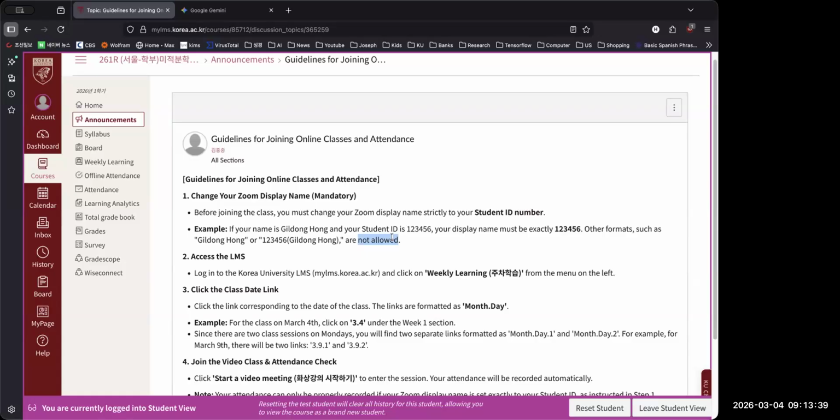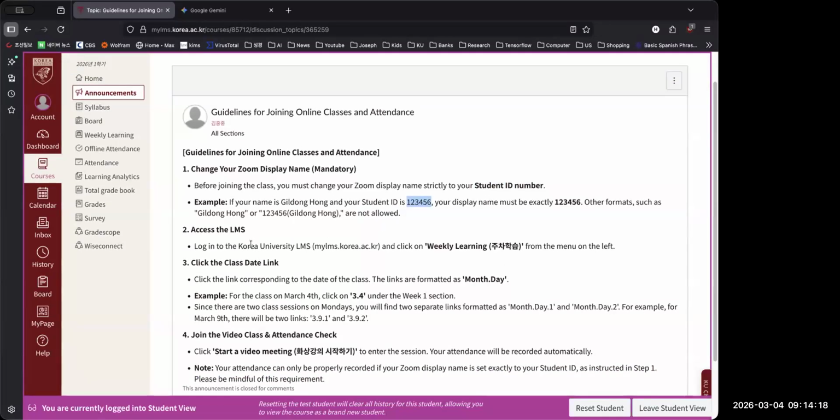So starting next time, not today, you don't have to change the name today, but starting next time, please change your display name to your student ID number. Please do not use your name, or please do not use your nickname, or even the mixture of those. Please use just the ID number only so that I can run the program.